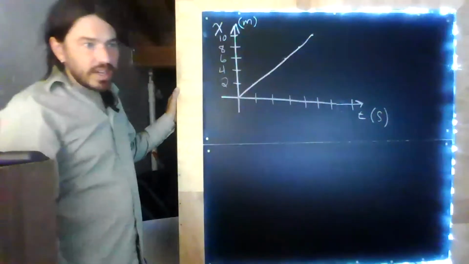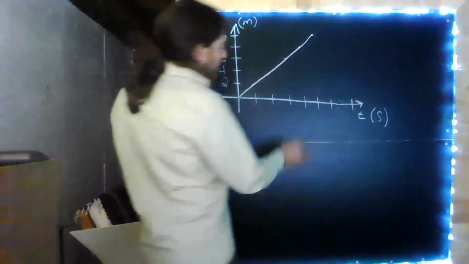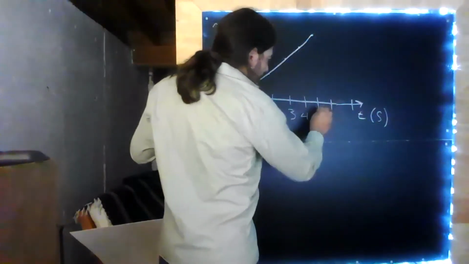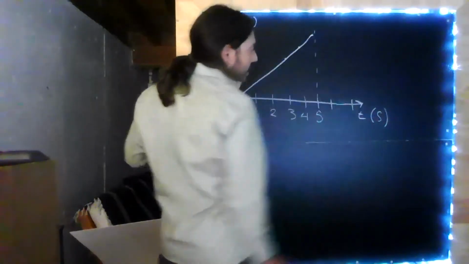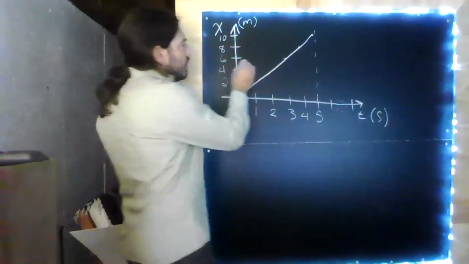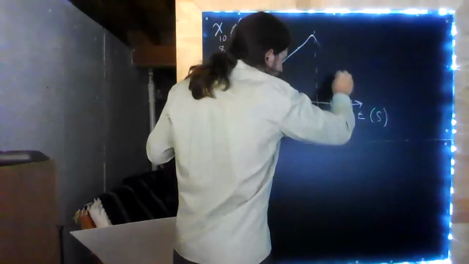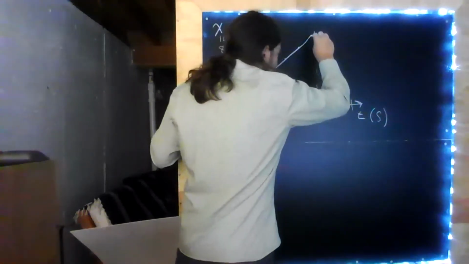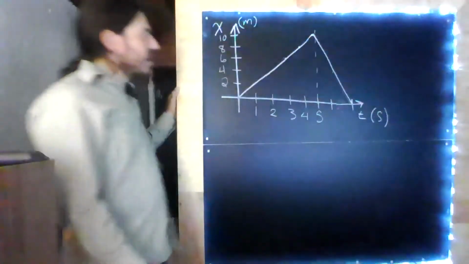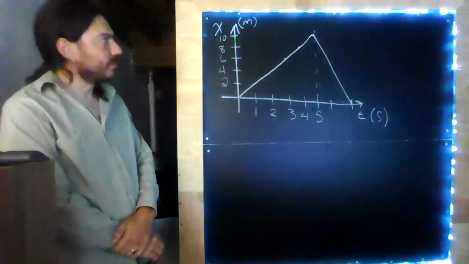And then I turn around and I jog 5 meters per second for 2 seconds. So I better label this 1, 2, 3, 4, 5. And then I go 5 meters per second for 2 seconds. So that means that after 1 more second I'm here, and then I'm back to where I started. Okay, so there is my position versus time graph for that event.